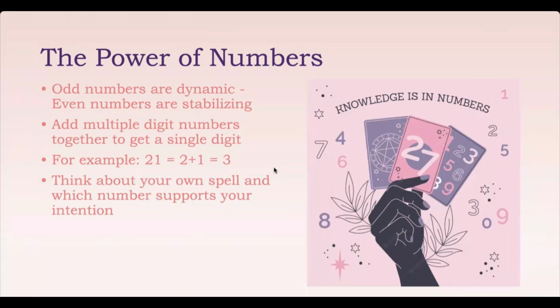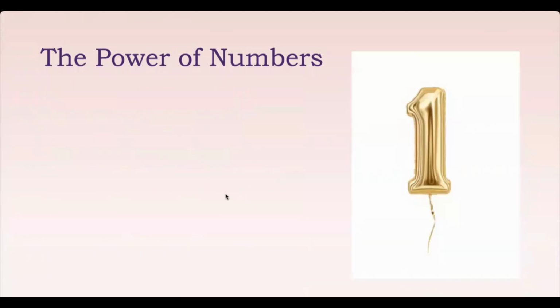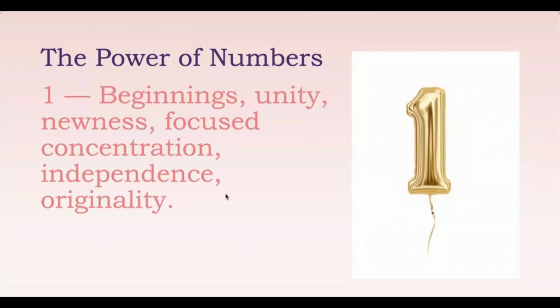So when you think about your own spell and which number supports your intention, you can always reduce a larger number down to a single digit, or you can use those single digits to support your spell work. So let's talk about those single digits. First of all, the number 1. 1 is all about beginnings, unity, newness, focused concentration, independence, originality. Think about 1, like I'm number 1, right? It's all about the individual and the power of the individual and the beginning of something. So if you're starting something new, you can always use 1 candle, 1 herb, or use the number 1 in your spell.